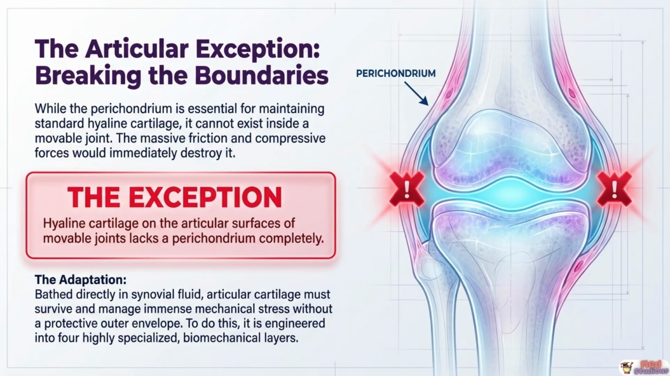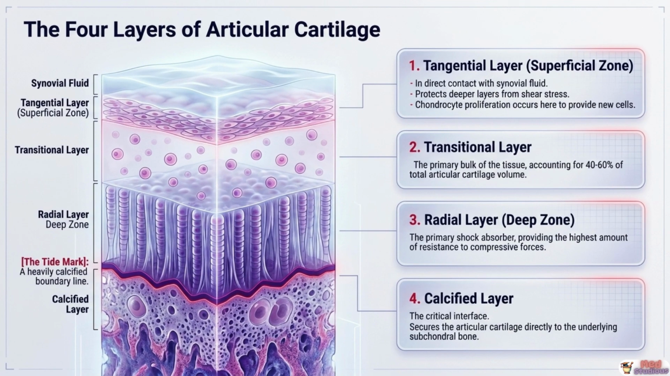Articular cartilage, lacking a perichondrium and directly exposed to the mechanical demands of joint loading, is organized into 4 sequential biomechanical layers from the joint surface down to the underlying bone. Each layer has a distinct cell morphology, collagen fiber orientation, biochemical composition, and mechanical specialization. Layer 1 is the tangential zone, also called the superficial zone. This is the outermost layer, in direct contact with the synovial fluid and the opposing articular surface.